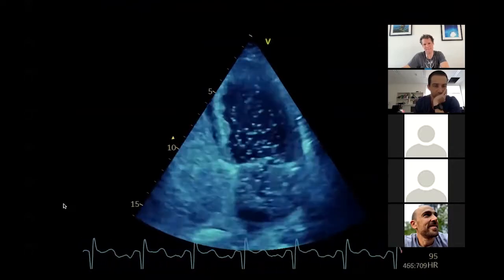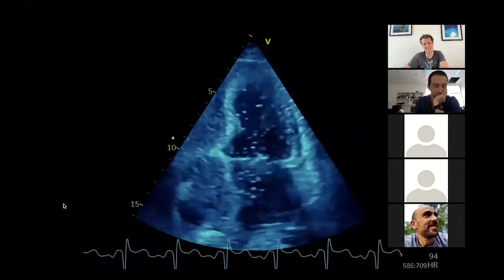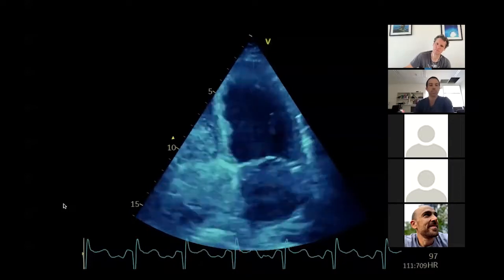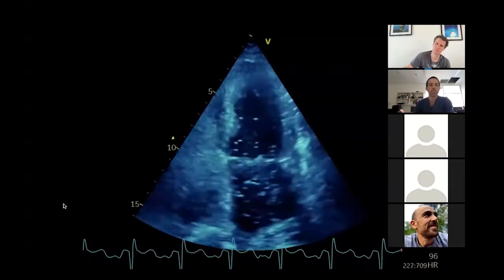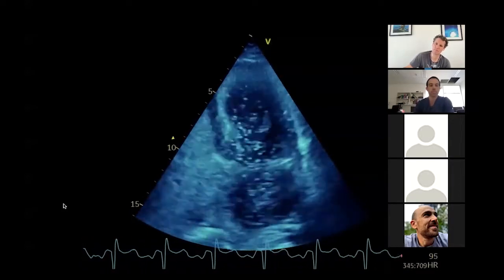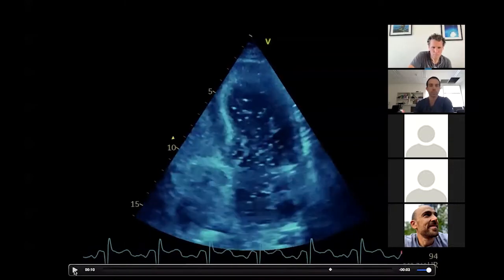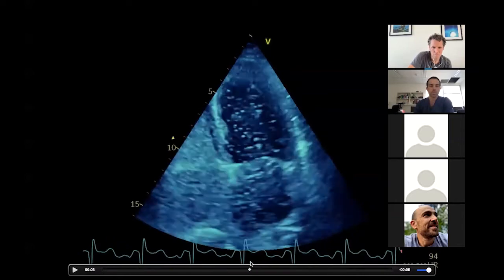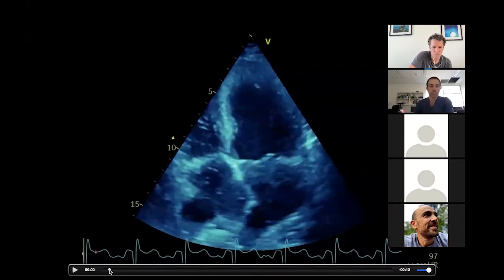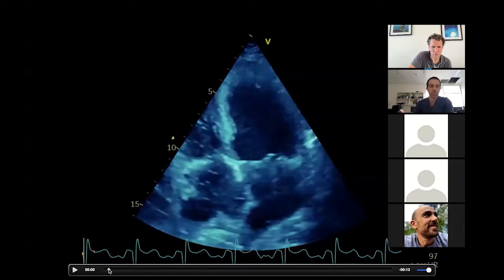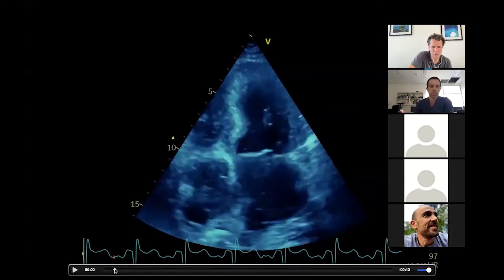Contrast being given to the vein and the normal opacification of the right side of the heart. I know in how many beats the contrast is appearing on the left side is the main important point. If there's a PFO, it should appear within 3 or 4 cardiac cycles. Normally, it usually takes 9 to 10 cardiac cycles. Try and bring it through. So it's just coming in now.